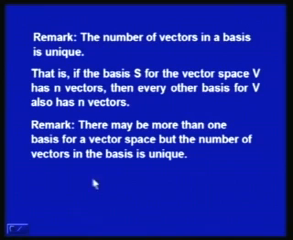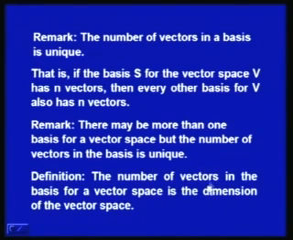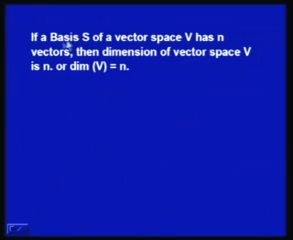There may be more than one basis for a vector space, but the number of vectors in the basis is unique. So this is what the remark is, and on the basis of this we can now define the dimension of the vector space. We say that the number of vectors in the basis for a vector space is the dimension of the vector space. If a basis S of a vector space V has n vectors, then the dimension of vector space V is n, or we write dimension of V is equal to n.